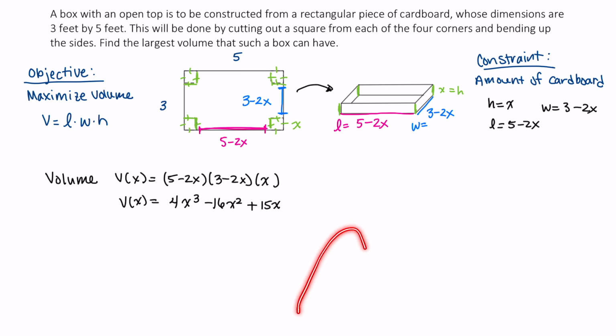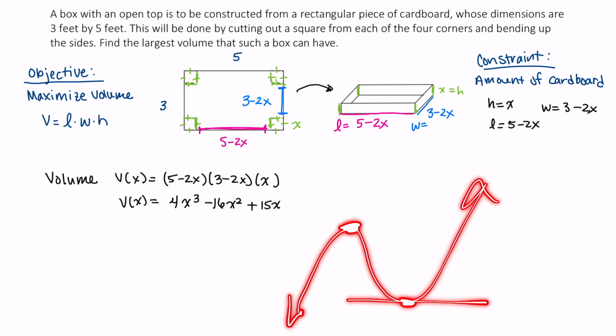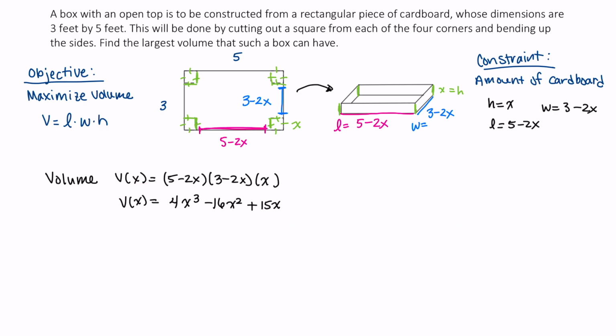This third degree polynomial is going to go up and down somewhere, and we want to find the spot where this is a maximum. But no matter what, whether we're finding a max or a minimum, those occur when the tangent line is horizontal. So that tells us that we want to find the first derivative of V and set that equal to 0. So V prime of x is equal to 12x squared minus 32x plus 15. So where is this equal to 0? 0 equals 12x squared minus 32x plus 15.